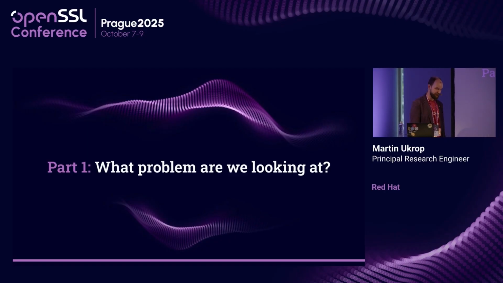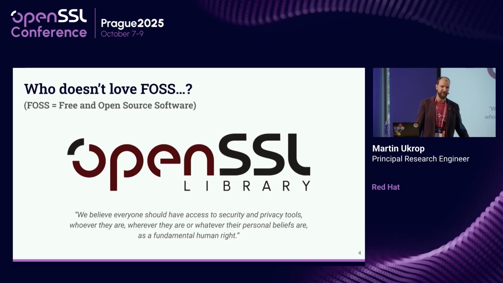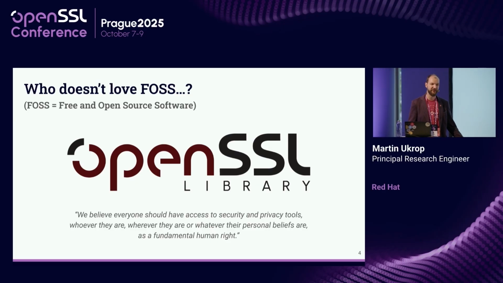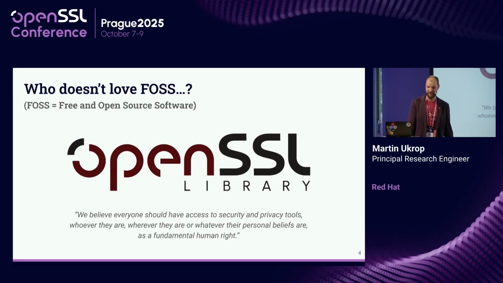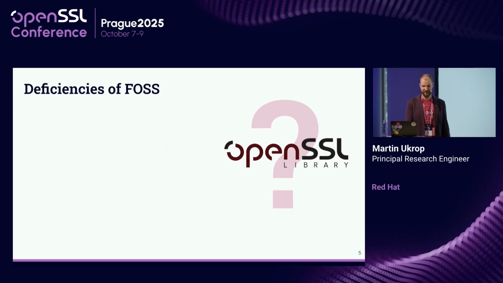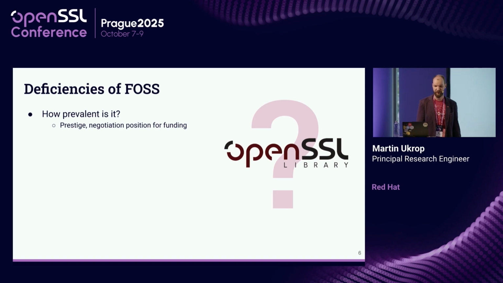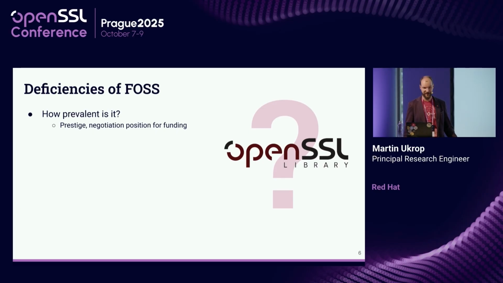So what is the problem that we are looking at and why are we looking at it? Everyone likes free and open source software, at least many of us here in the conference, and OpenSSL is one of the examples of such pieces of software. However, with FOSS, there's a couple of deficiencies. The thing is that when your software is free and open source, you have little awareness of how prevalent it is and who actually uses it. If you knew, you could use that for bragging rights as well as negotiations on funding.